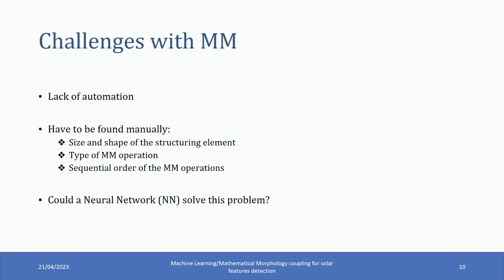But what I would like to emphasize today is the challenges that we still meet with mathematical morphology, because the big inconvenience is the lack of automation, because it can be very difficult and very long to find the optimal mathematical morphology operations, the optimal size and shape for the structuring element. Also, it's a lot of trial and error, and we don't have a way to find automatically what type of mathematical morphology operation to use, or especially in which sequence we need to combine all these mathematical morphology operations. So what can come to mind is to use a neural network to try to solve this problem.